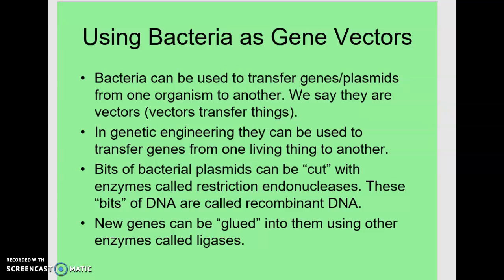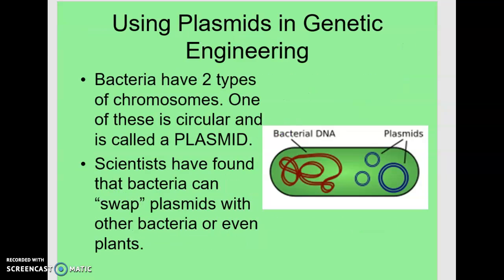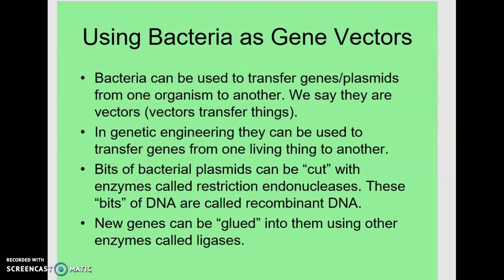One of the things we have to do is get the gene in there. It's kind of difficult to get that in there, but bacteria do swap plasmids from one bacterium to another, so they swap genes really, really easily. So we just need to get the gene in there, and we use different bacteria as vectors.